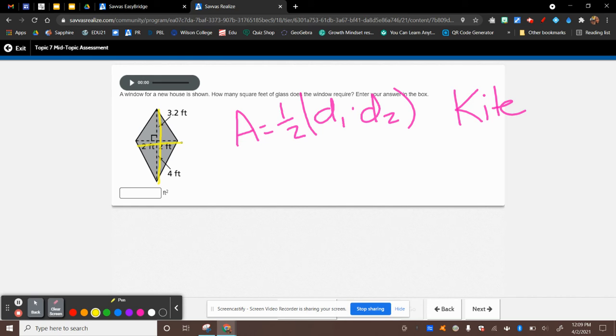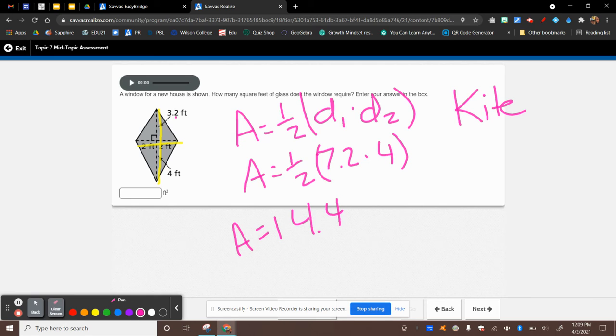So this is a diagonal, this whole thing, and that's a diagonal. So if we go back to our formula and we have area equals 1/2, the diagonal 1 is 4 plus 3.2, which is 7.2, times diagonal 2 is 2 plus 2, which is 4. So we can type in 7.2 times 4 divided by 2 is 14.4 feet squared.